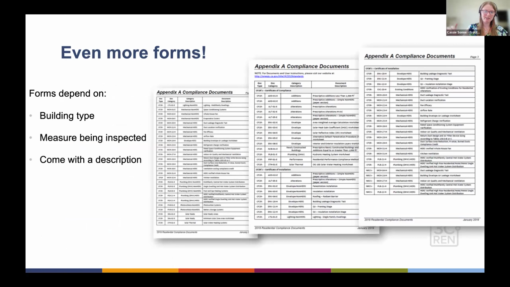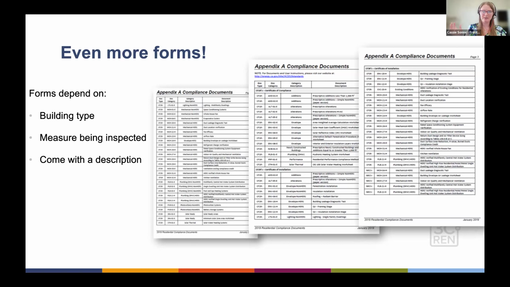I do want to briefly touch on the fact that with each type of form, there's a further breakdown between building type and measure being inspected. So if we look at just the CF1R, which is the certificate of compliance, there's lots of different forms depending on the approach, the project, and more. So you get certificates of compliance for when the performance approach is used, when the prescriptive approach is used, when it's newly constructed homes and additions over 1,000 square feet or additions less than 1,000 square feet. And it goes on and on like this.